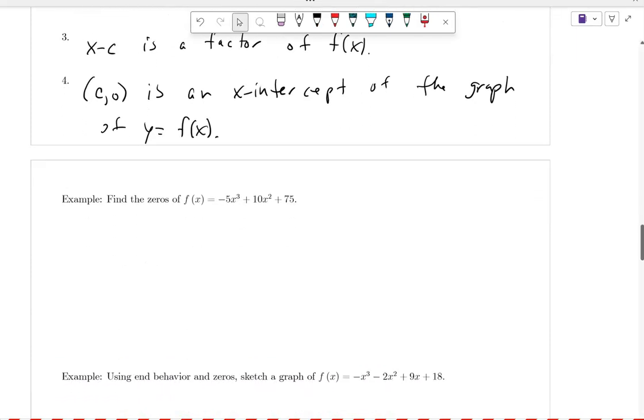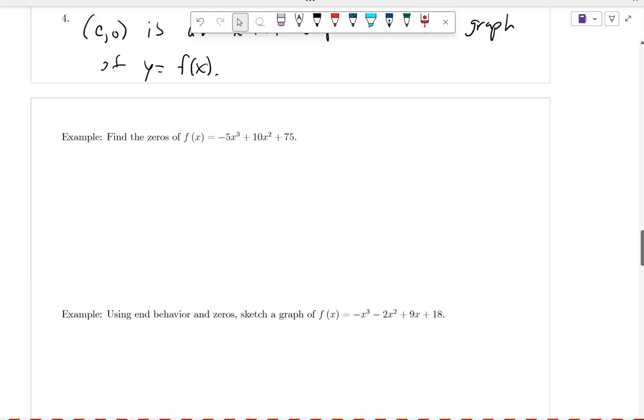All right. This first one, I made a typo here, or I've lost a term somewhere, but I want to make this a little bit easier. Change the x cubed to an x squared and the x squared to an x. Makes the problem a lot easier. So change the cubed to a squared, change the squared to just a first power. So it should be negative 5x squared plus 10x plus 75.